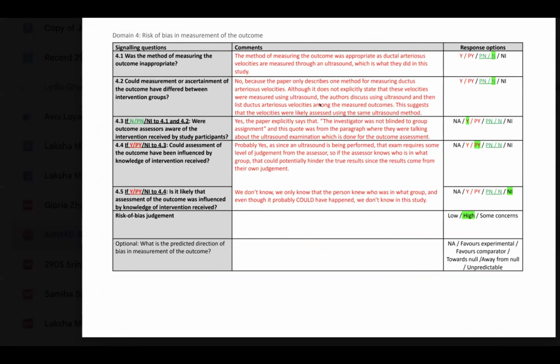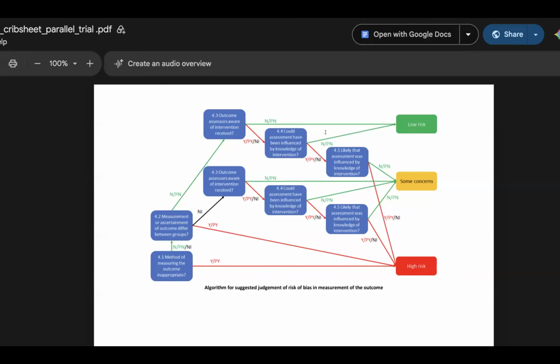Okay. And then we had said probably no or no. For 4.5, it'll be NA. Oh, NA. Sorry. I'm so sorry. Okay, so probably no, yes, and then probably no. Mm-hmm. Okay, probably no. So that would be low risk. Yeah. Yes. Okay.